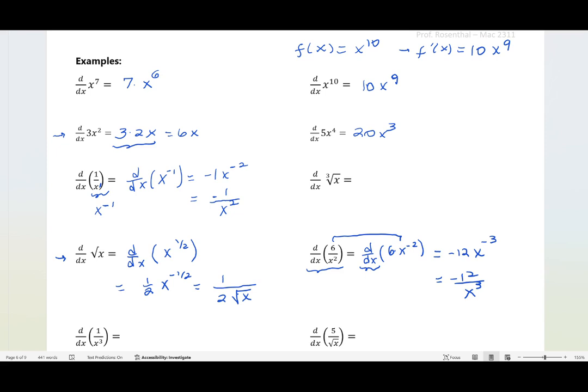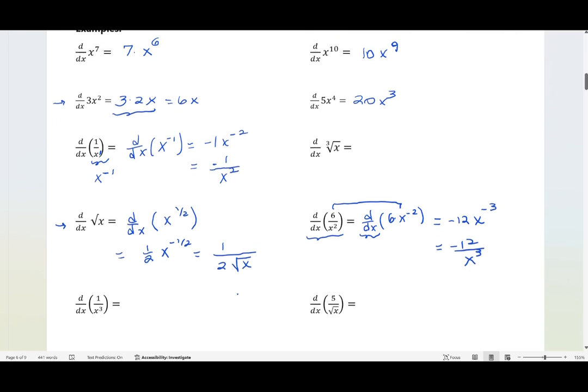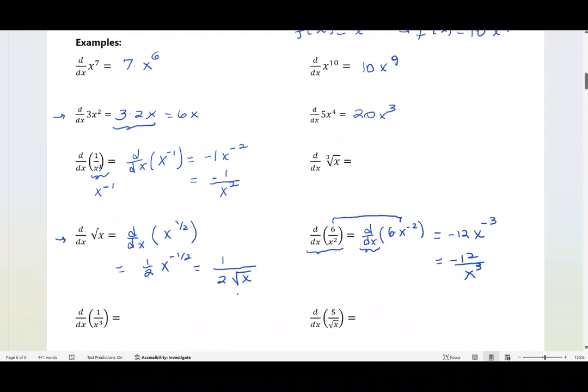As a matter of fact, I would say it's a good idea sometime later on in this chapter to try to remember that the derivative of root x is 1 over 2 root x because it's going to come up a lot. Yes, you can apply those 2 steps if need be, but I think it's a lot easier if you try to remember that as the derivative of square root of x.